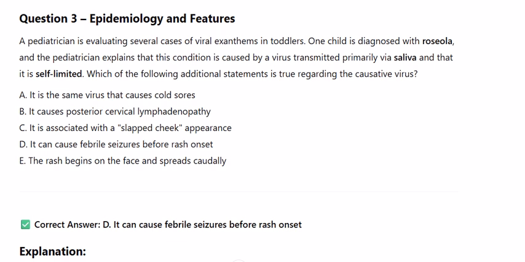Explanation: HHV6 and 7 cause roseola, classically with fever first, rash later. High fevers can trigger febrile seizures, and it spreads via saliva. Rash begins on the trunk, not the face.